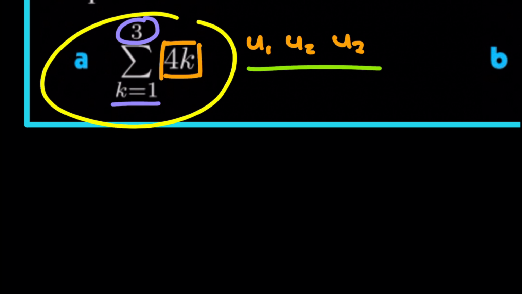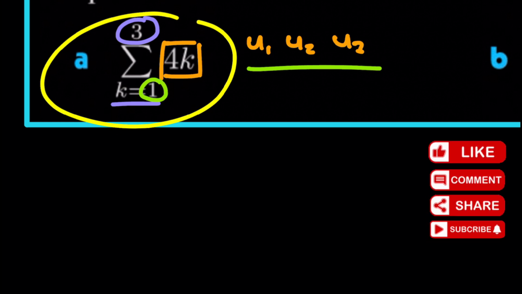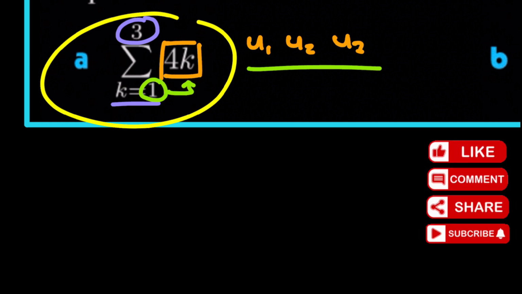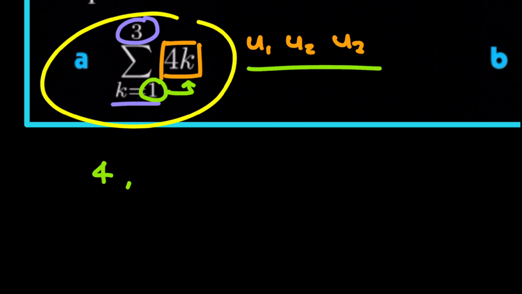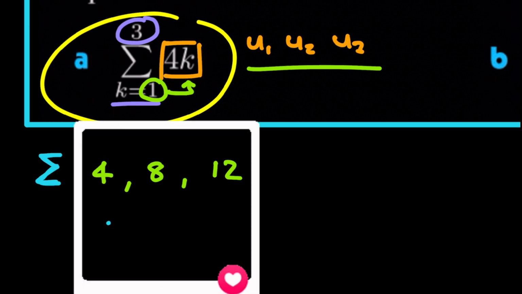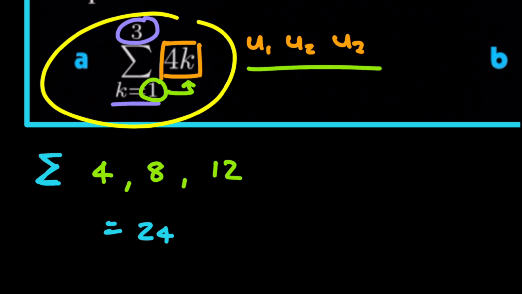When we plug 1 into this, we get 4. Now we substitute 2 into this, and we get 8. Then we substitute 3 into this and get 12. We're essentially just summing these together. That's what that sigma notation is: we add these together, so we get 24. So the answer to this question is just 24.